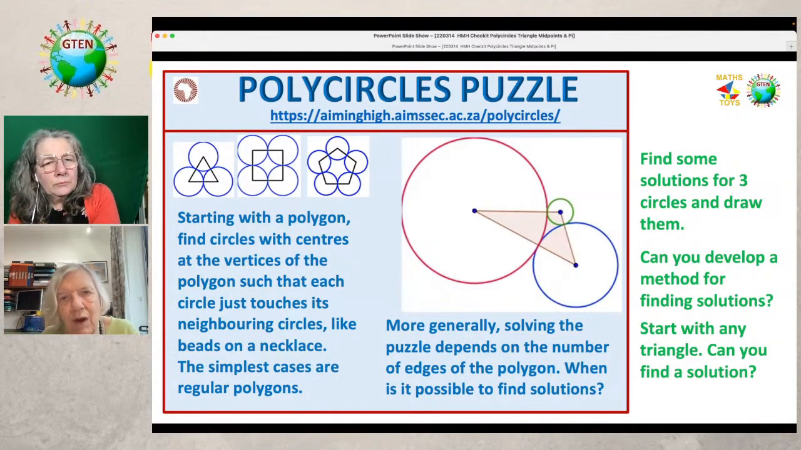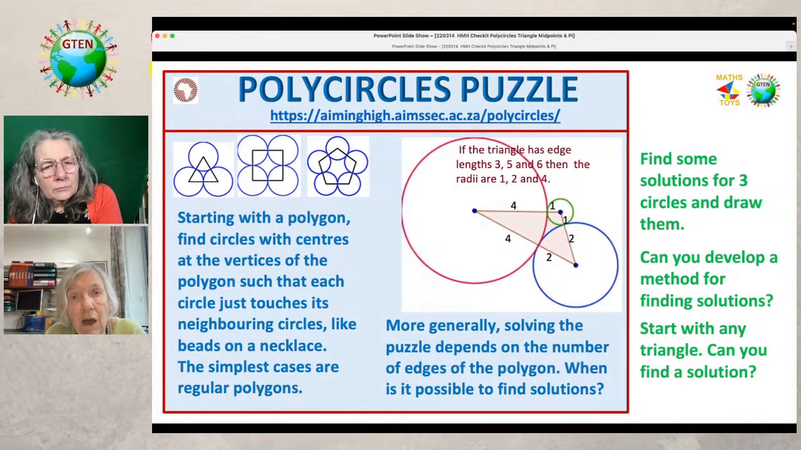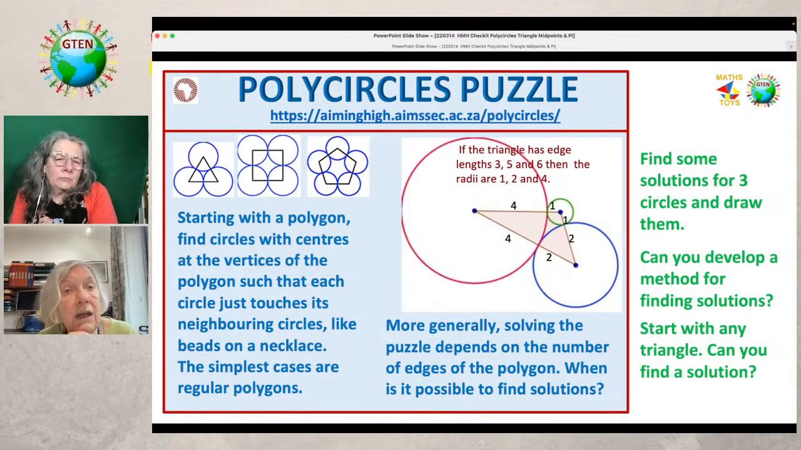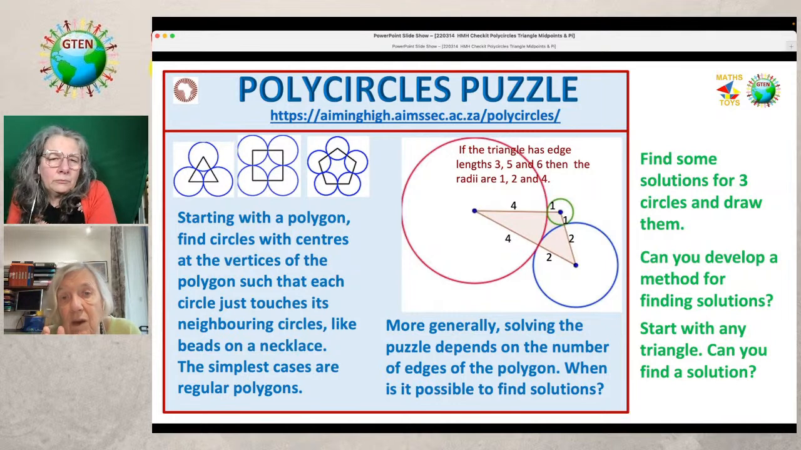Now, on the right, with the red, blue, and green circle, you can see that works, can't you? And so if the red circle has radius 4, and the green circle, the little one, has got radius 1, and the blue circle has got radius 2, you can see by adding the numbers along the edges, 4 and 1 make 5 for the length of one edge of the triangle, and the other 2 edges are 6 and 3.